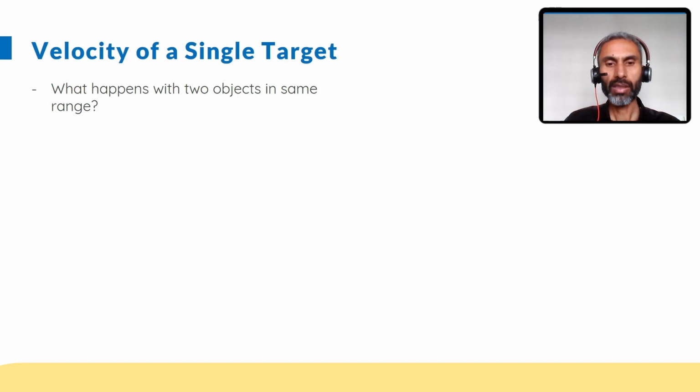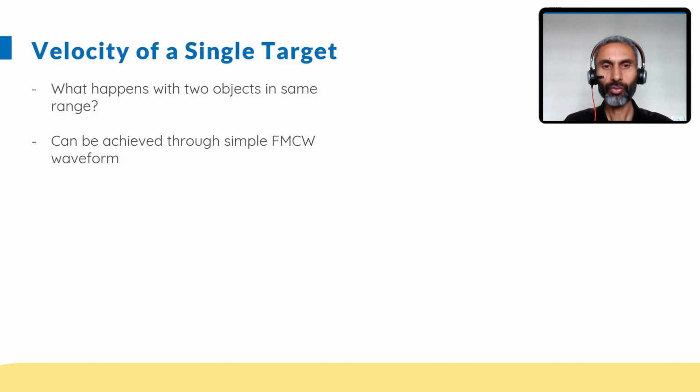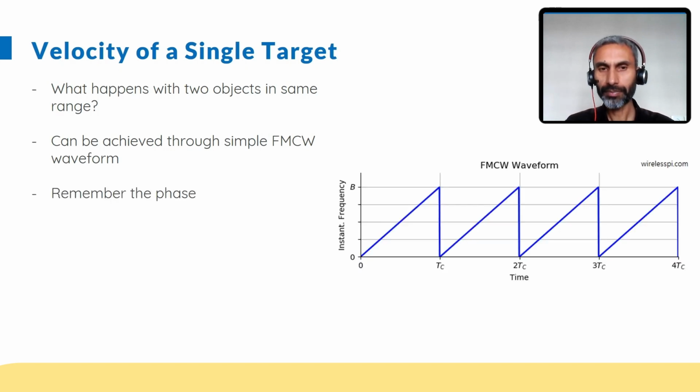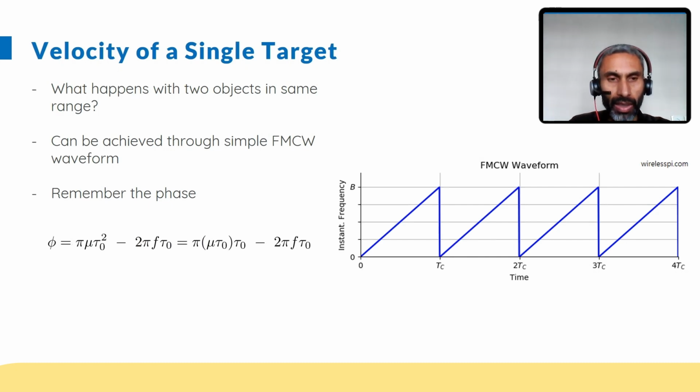So the problem is we know how to find the range of a target from an FMCW waveform. But what happens when two objects are in the same range? Their return signals will overlap, and we will not be able to know that these are actually two targets or multiple targets, not one. And we want to do this through the simple FMCW waveform we saw before. So the solution lies in remembering the phase, which we totally ignored in our previous discussion. Phi is given by pi mu tau naught squared minus 2 pi f tau naught. Now, if you write tau naught squared as tau naught times tau naught, we can see that the first expression is the evolution of phase through the chirp rate, and the second one is the evolution of phase due to the frequency.